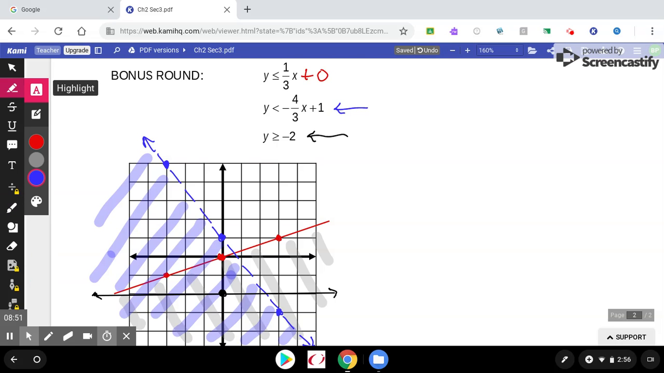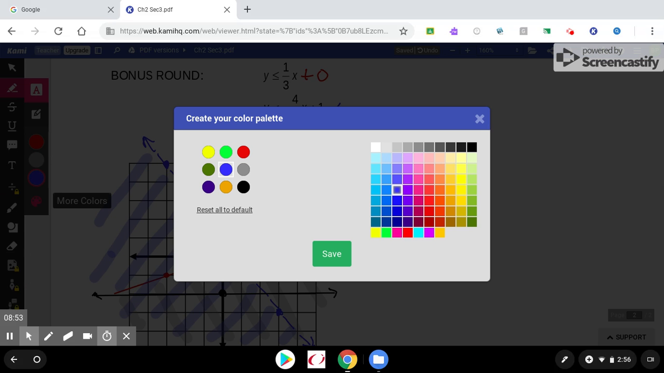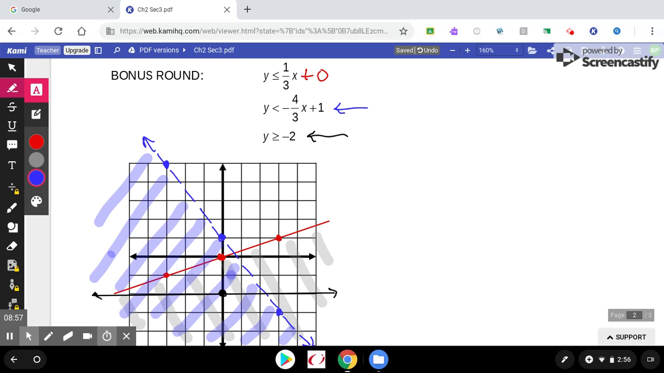Shade. Let's see, what color should we shade with? Let's go with that. Yellow, sure, why not? All right, that one is greater than, which means shade above the horizontal line.